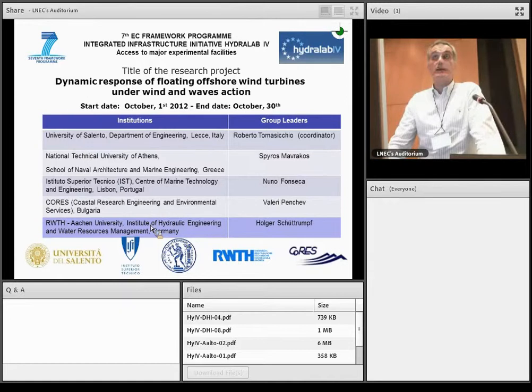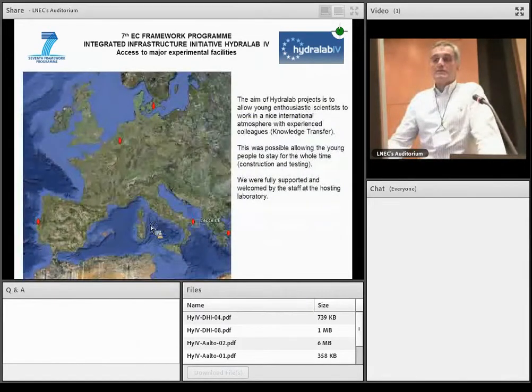We made a model test at the offshore wave basin at DHI, the Danish Hydraulic Institute in Denmark. It's a well-known basin, which is now under renovation, I heard.